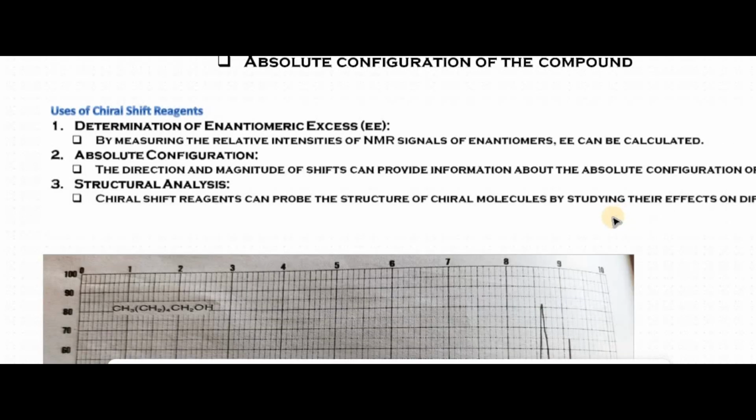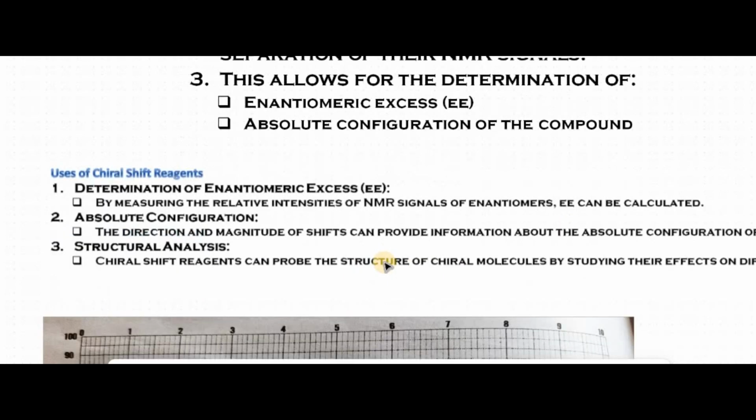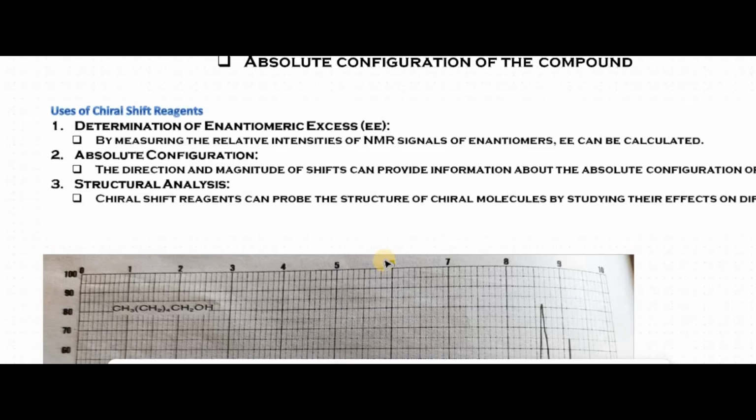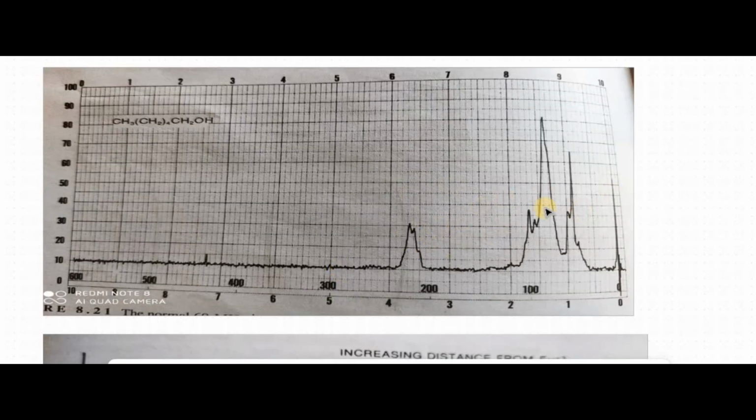And I told you that it is helpful for identifying the absolute configuration of the compound. So let's look into an example. This is a spectrum of hexanol. However, the hexanol contains various protons and they appear too close, and therefore we are getting an unsplit, complex spectrum. In other words, they are unresolved.